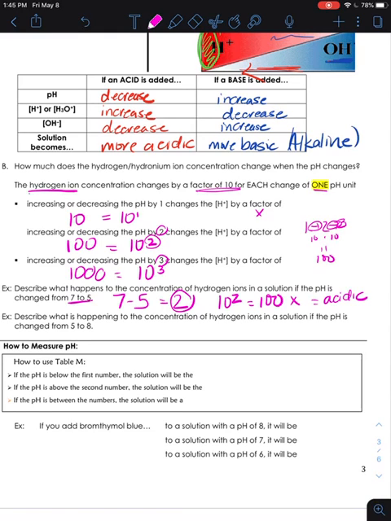What's happening if we're looking at the pH going from 5 to 8? So let's do the math on that. That's a change of 3. So I can take that, put that into my exponent, and that's going to be 1,000 times. I've gone up the scale, so I would say 1,000 times more basic.